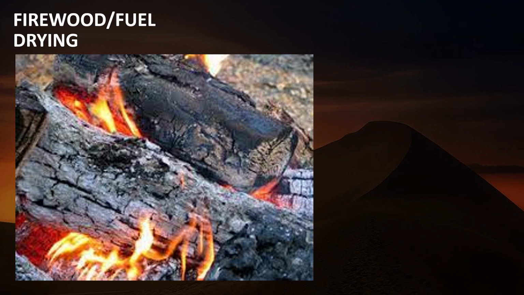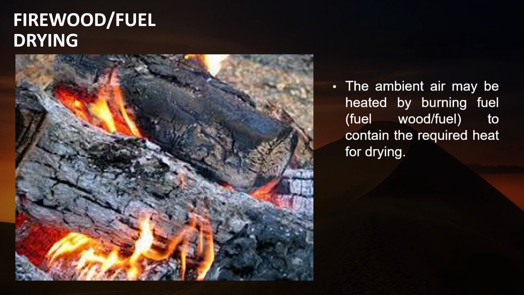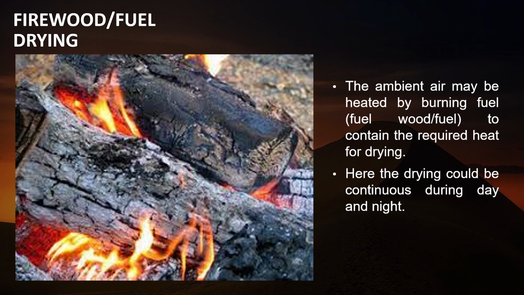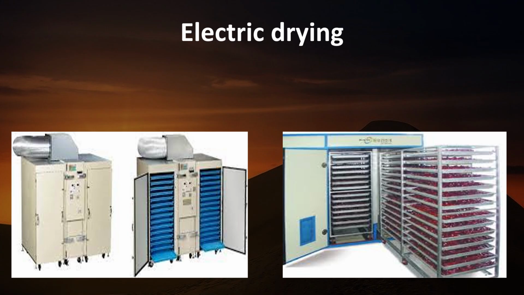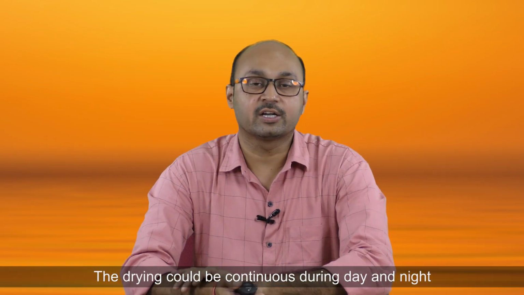Second is firewood and fuel drying. The ambient air may be heated by burning fuel wood or fuel to obtain the required heat for drying. Here, the drying could be continuous during day and night. Then the electric dryers, as seen in this diagram, where the ambient air may be heated by electricity. Electric coils are there, and we can use some trays for drying. On these trays we just spread our product and the air will be heated by electricity. The drying could be continuous during day and night as long as the electricity is available.